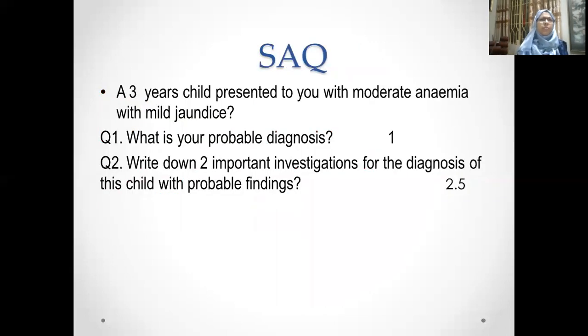In SAQ, like that, a 3 years child presented to you with moderate anemia with mild jaundice. What is your probable diagnosis? Write down 2 important investigations for the diagnosis of this child with probable findings. So this type of question you may have.